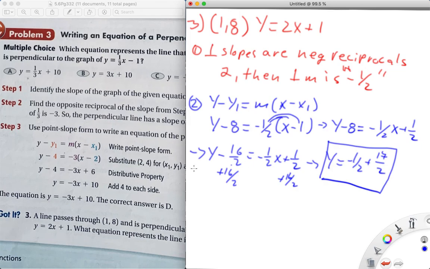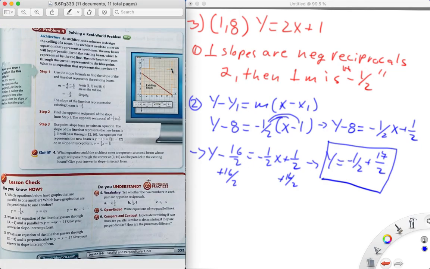Alright, and that's that section. Again, I'm not going to ask you to do any graphing. All I care about is that you know that parallel slopes are the same, perpendicular slopes are negative reciprocals of each other, and that when you write the parallel or perpendicular equation, you have to start off in point slope form first, plug in your numbers and your slope, and then manipulate it such that you turn it into slope-intercept form, and then you're done.